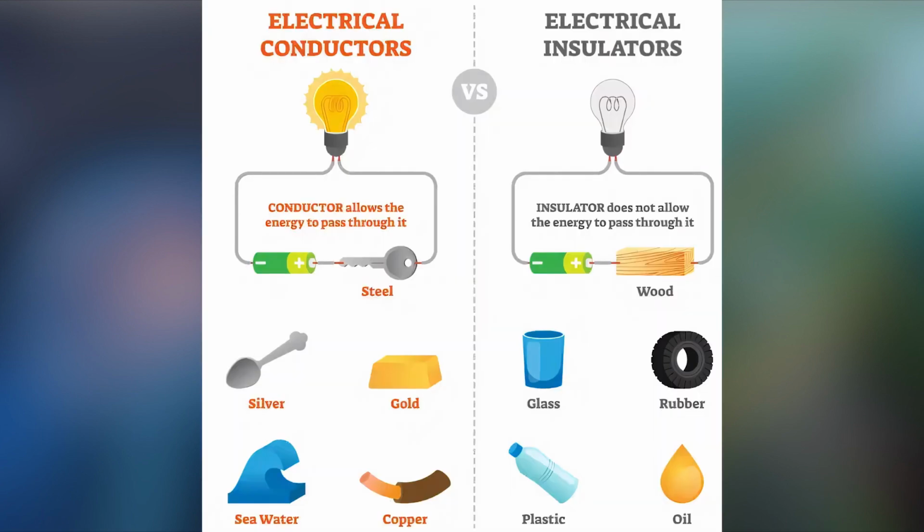So I've just been talking about the difference between conductors and insulators. Conductors are substances that allow electricity to flow through them, and electricity is just the movement of charged particles, generally electrons. Whereas insulators are materials that don't allow charge to move through them, so they don't allow electrons to move freely through them.